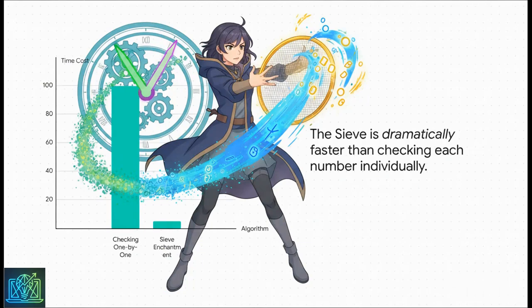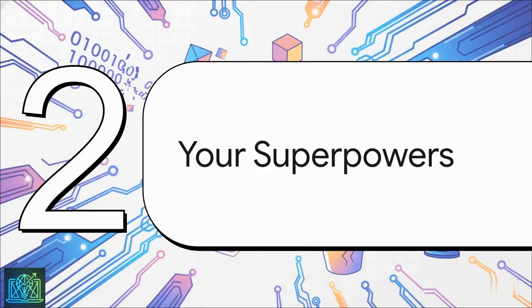And this shows the difference so perfectly. If that slow one-by-one method takes, say, 100 ticks from our timekeeper clock, the sieve enchantment takes just a tiny fraction of that, maybe 5 ticks. For our 10 million number problem, this is the difference between waiting around for minutes and getting your answer in the blink of an eye. That is strategic magic.